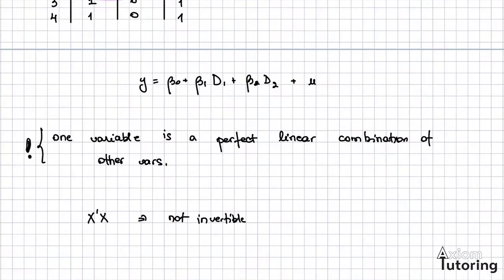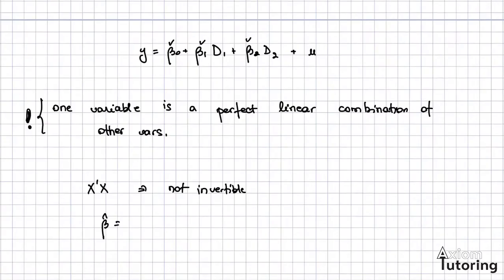So technically, Stata, which is using matrices in the background to do all the computation necessary to give you a value for B0, B1, and B2, is not going to be able to do this computation and to find the actual beta hat as (X prime X) inverse times X prime Y, okay? So this can no longer be computed. Stata or any software that you use will drop one of the variables automatically.